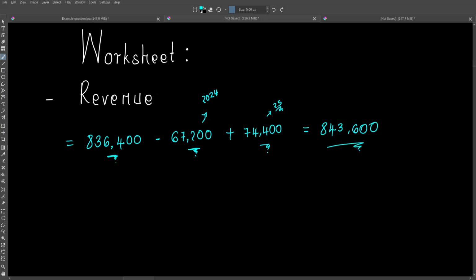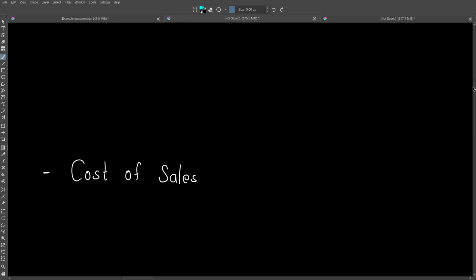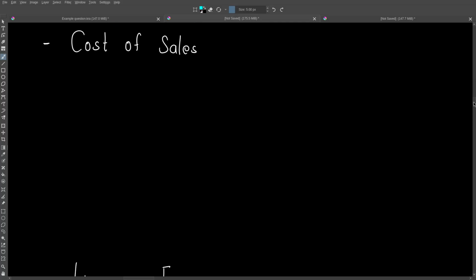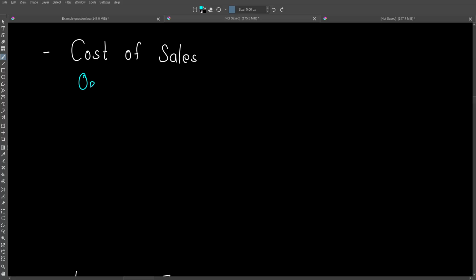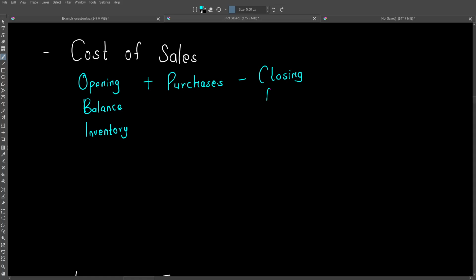Okay, so this is going to be our revenue. So let us look at cost of sales. Cost of sales basically is usually the opening balance of our inventory. We include purchases that we have done during the period, and then we less the closing balance. Yeah, let's indicate this is inventory. Then we less the closing balance of our inventory.